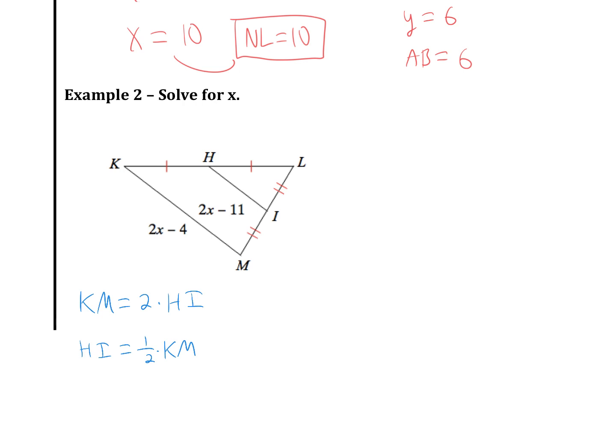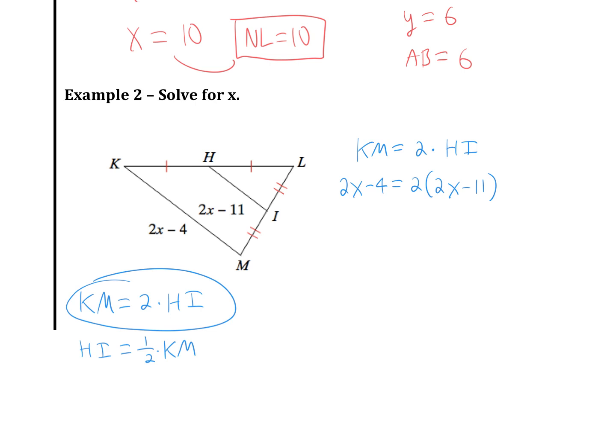Which one do you think would be easier to work with if we're solving here? I'd probably stick with the first one. This is going to be a little bit easier to work with, because you're going to see we're going to have to distribute, and distributing a half makes things a lot more challenging. So if we do KM equals double HI, yeah, you could do it the other way, but this is going to make things a lot easier. So KM was 2x minus 4 equals 2 times, what was HI? 2x minus 11. Because if we wanted to do it the other way, distributing a half would be kind of a pain. Okay, now we need to solve for x.